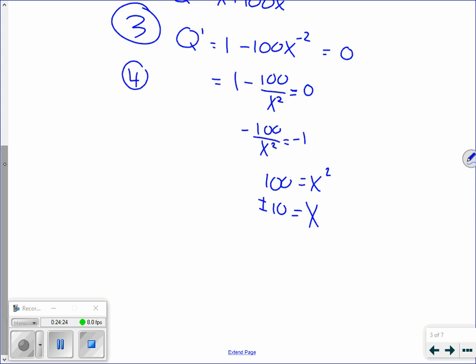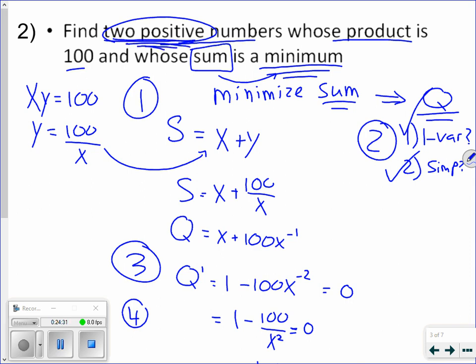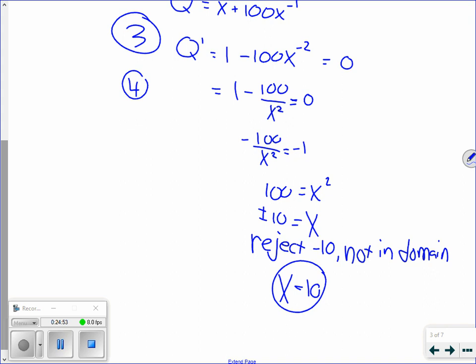Now, I got 2 answers for x, but are both of those a part of my domain? 2 positive numbers. So you always got to consider the domain once you solve for x. See if both of those fall within the domain. If any of them don't, we reject it. So we're going to reject negative 10, not in domain. So we only get x equals 10. Now, that's step 4, is figuring out the x value.